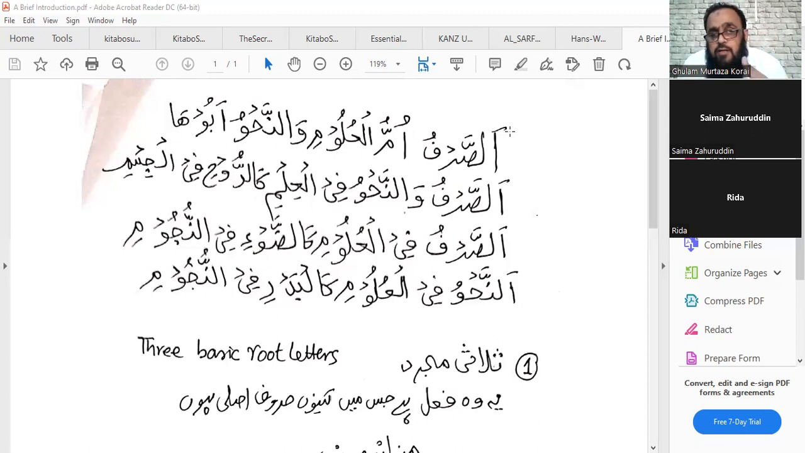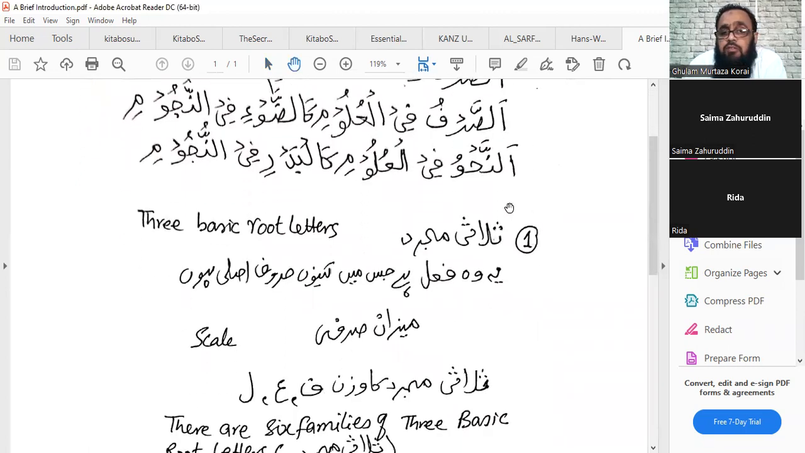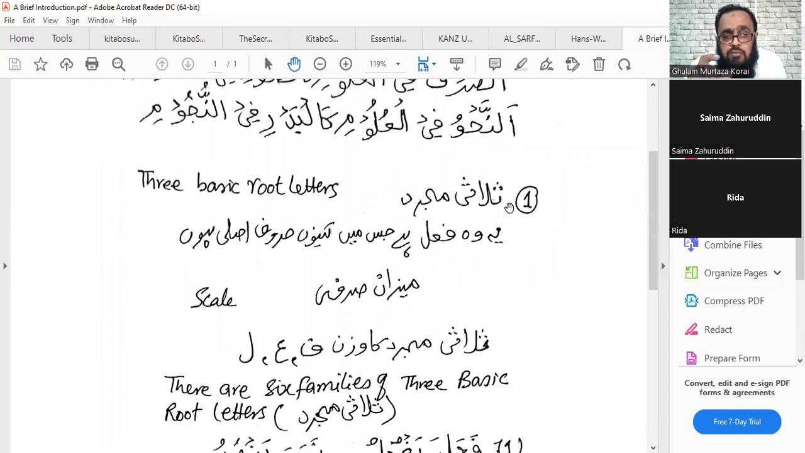Likewise, fi'l also consists of huruf-e-asli. Okay? So we'll start with thulathi. Thulathi means three basic root letters, a word that consists of three basic root letters. That is thulathi mujarrad. Mujarrad means it only consists of three huruf, not more than that, and they are also asli.